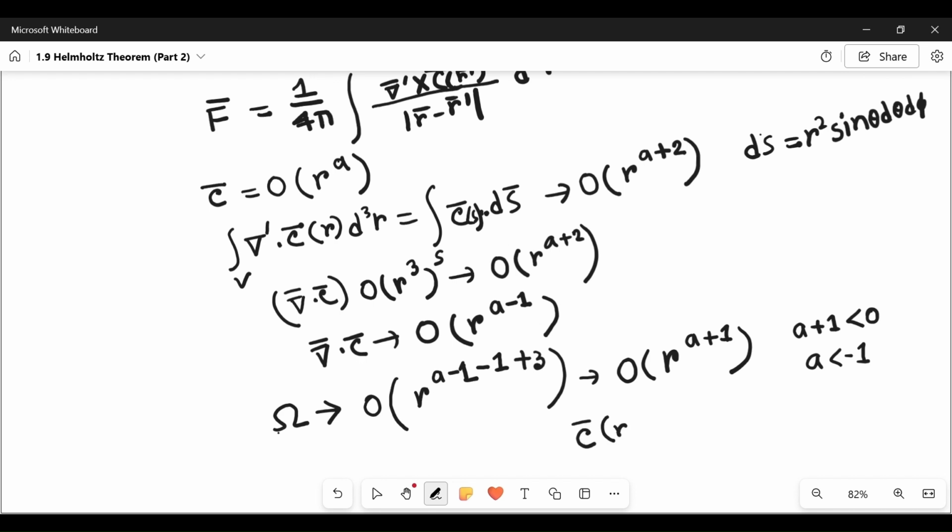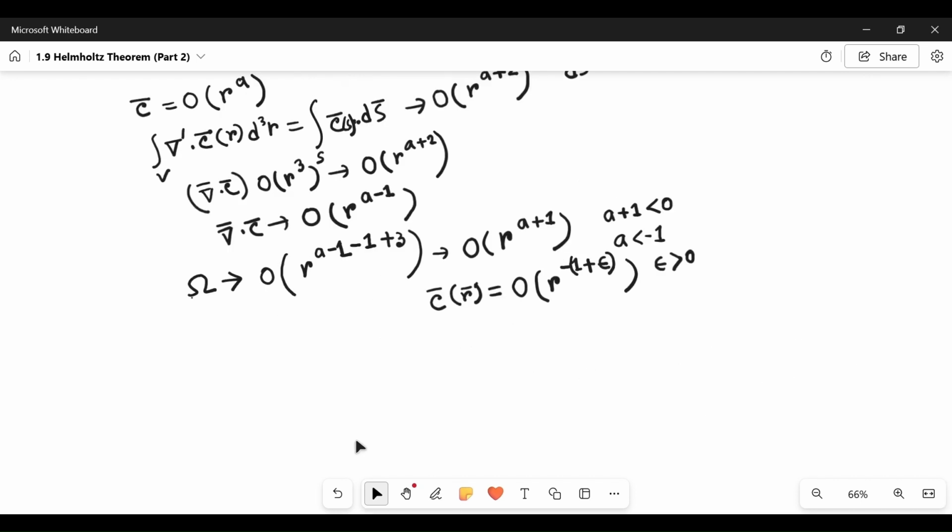So we can consider that C is of order r to the power minus 1 plus epsilon, here epsilon greater than 0. So if omega converges all over space, C has to go to zero faster than r inverse.